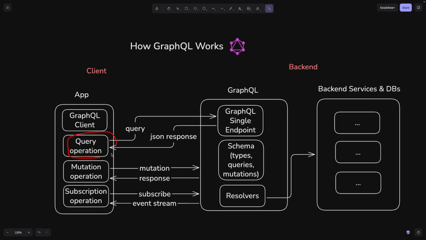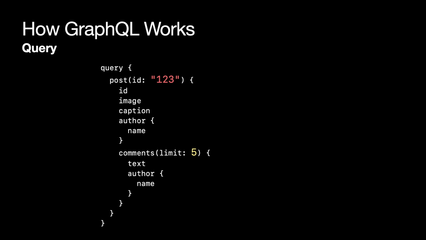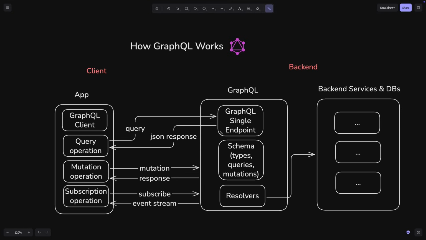Then we have the query. This is defined by the mobile app itself. The app might say, give me the post ID, image, caption, author name, and the first 5 comments. And the server responds with a JSON containing exactly that. Next, GraphQL also supports mutations that are used for creating or updating data. For example, when you like a post or add a comment, that goes through a mutation.